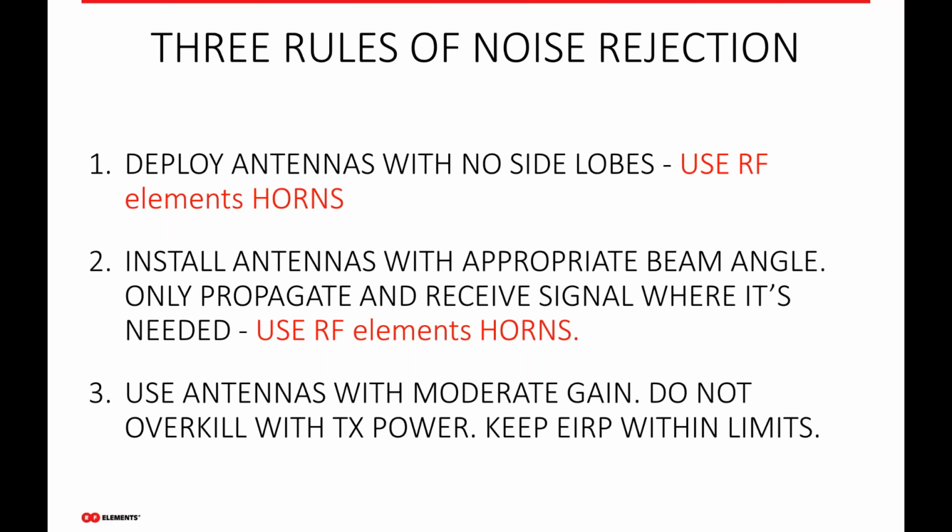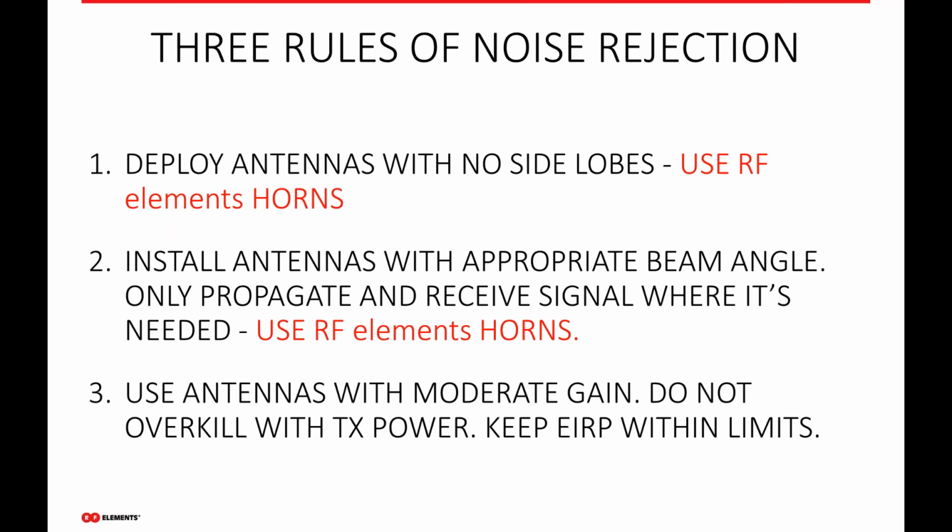Installing antennas with appropriate beam angle, right? To only propagate and receive signal where it's needed or where it needs to come from, right? So, stop using omni antennas for sure, right? But really wide angle sector antennas to cover narrow areas of coverage area. Really, RF Elements horn antenna technology is the key here.